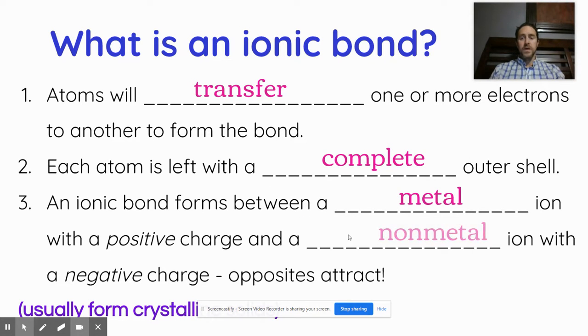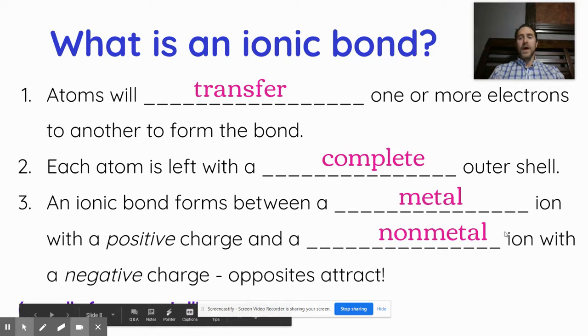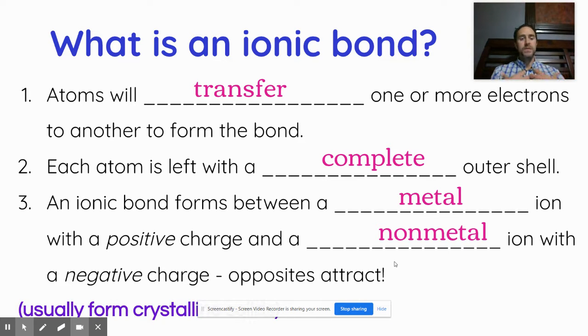Now, an ionic bond forms between a metal ion and a non-metal ion. What's going to happen is the metal is always going to give away its electrons. That always happens. When it does, it ends up with a positive charge. And the non-metal ion is going to be kind of greedy. It's going to take those electrons and ends up with a negative charge. So you've got a positively charged metal ion and a negatively charged non-metal ion.